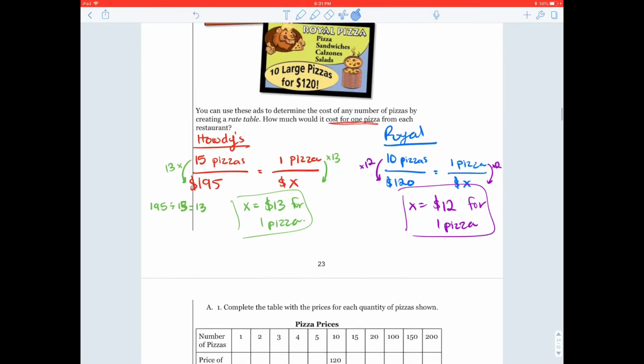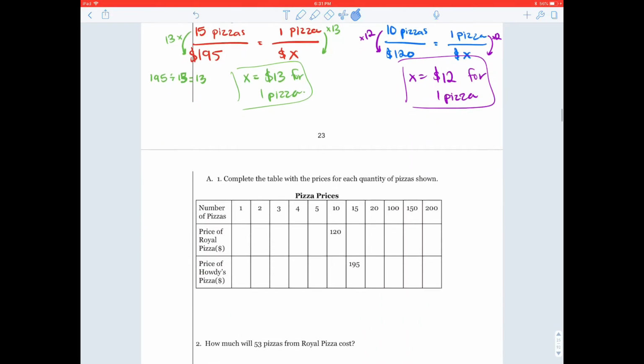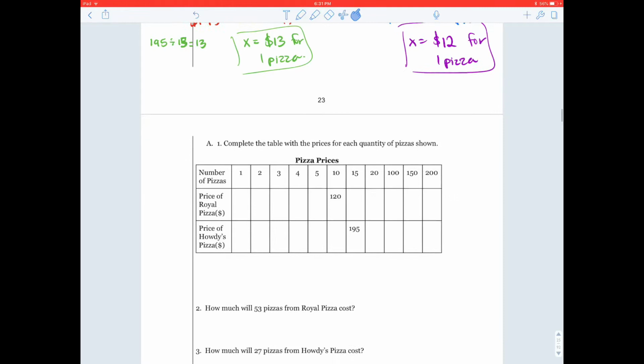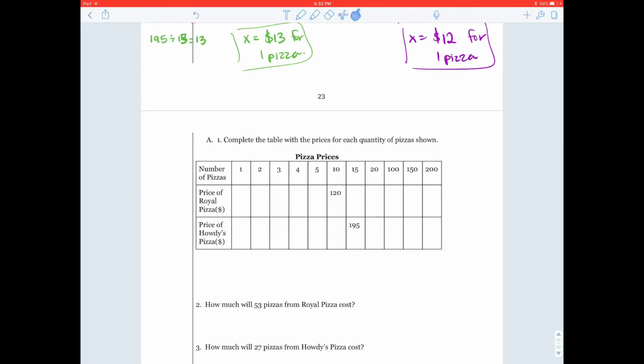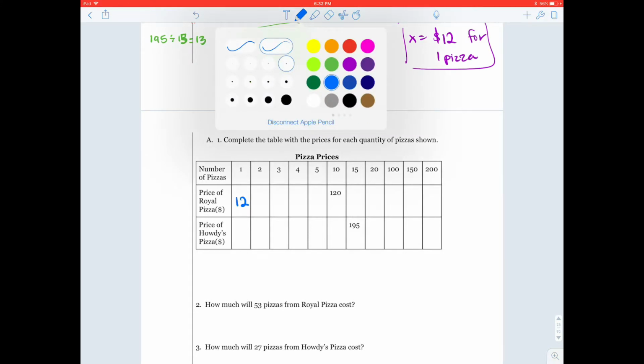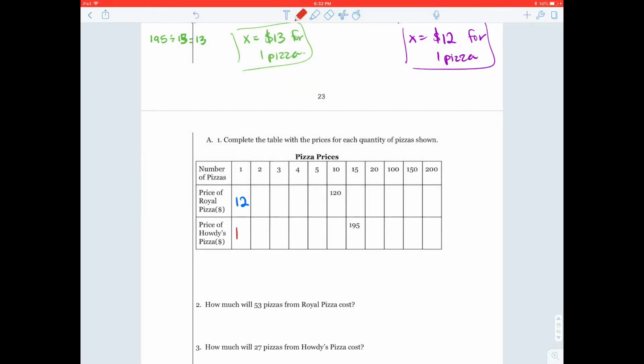Okay, so now that we know the cost for one pizza from each of these restaurants, we're going to scroll down here. You are going to turn to the next page, and we're going to complete the table with the prices for each quantity of pizzas shown. All right, so I guess we're starting with Royal here. Let's take 5 minutes to figure out the prices for these two restaurants. So we found that one pizza from Royal is $12 and one pizza from Howdy's is $13. I encourage you to pause the video and complete this table.